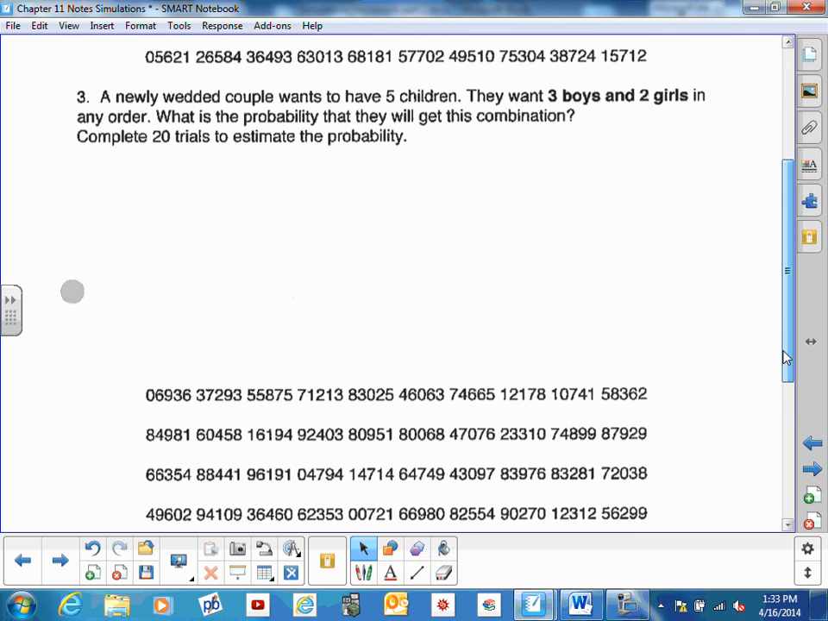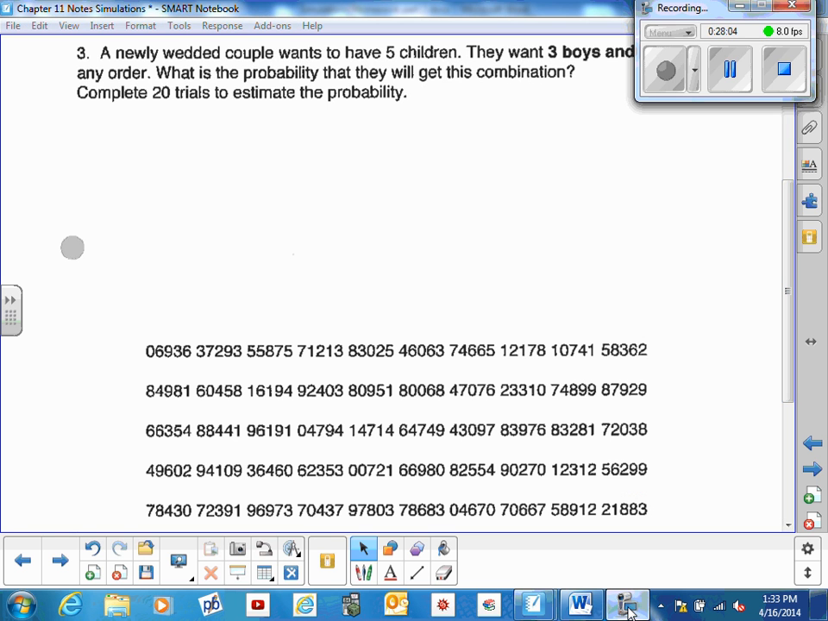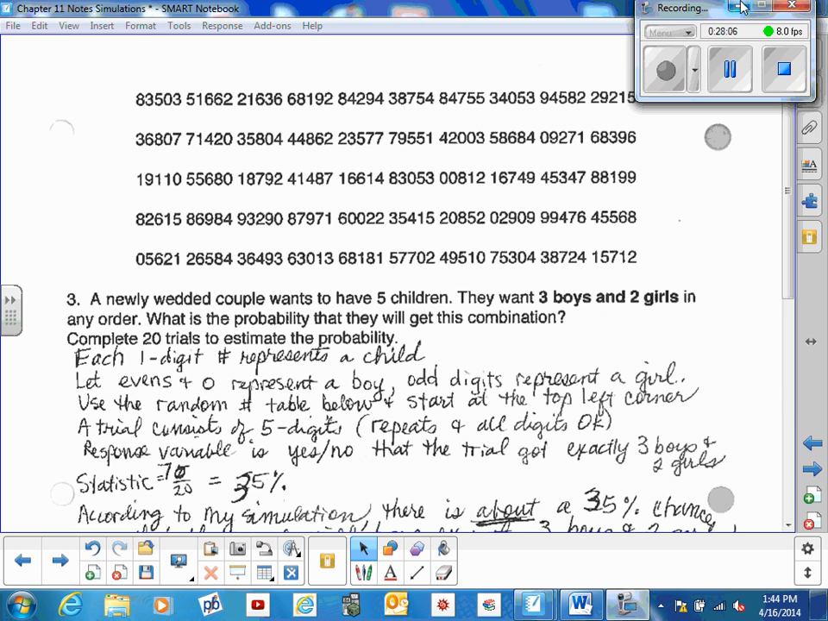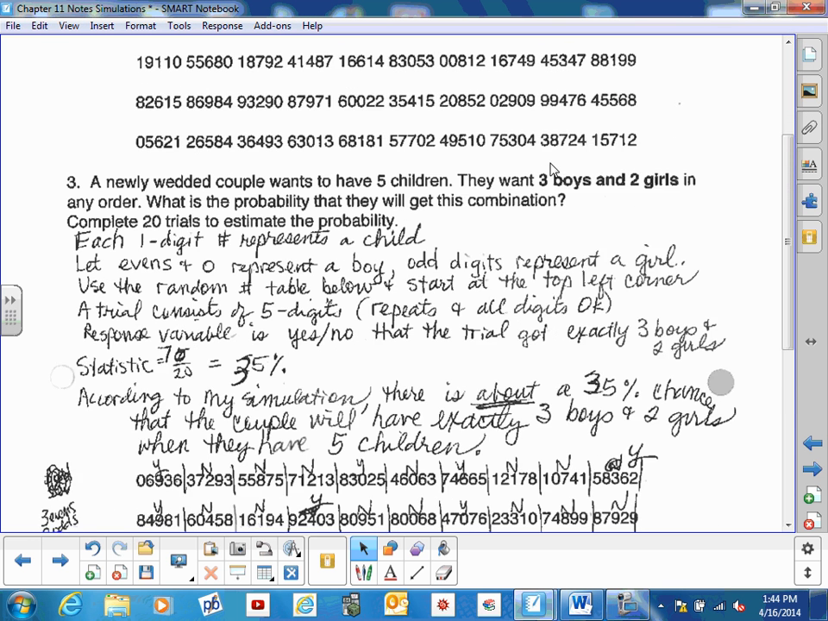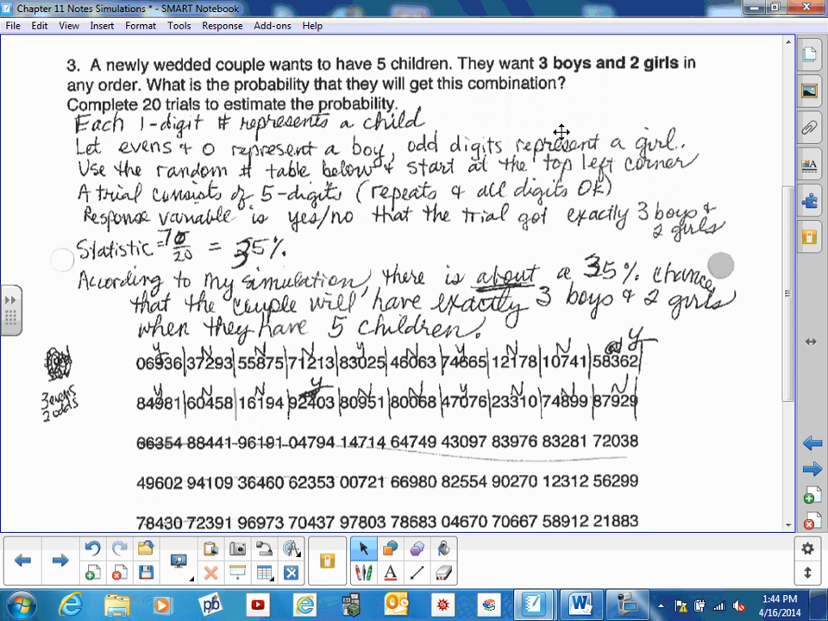Now, I'm going to pause and let you do this number 3. I want to see if you can do a complete ELARSA or whatever it's called right there, and we'll check it. Okay, let's let you check these. Okay, so I did each 1-digit number represents a child, and you could have done that. That's fine. It's all good.